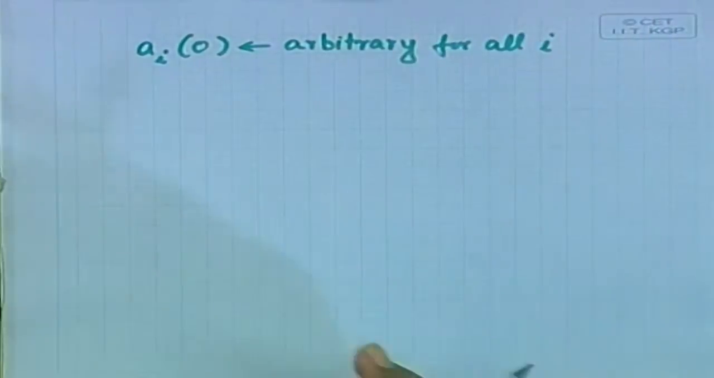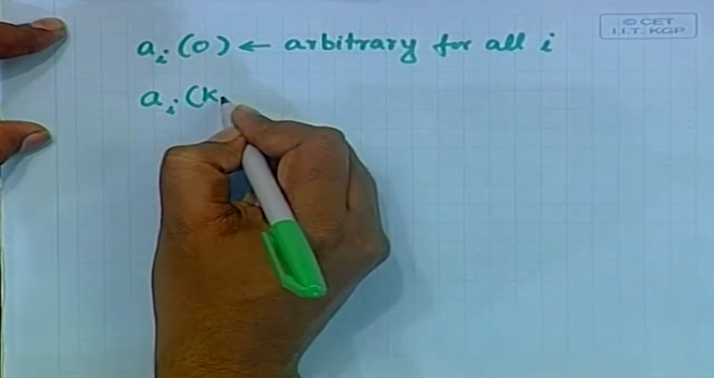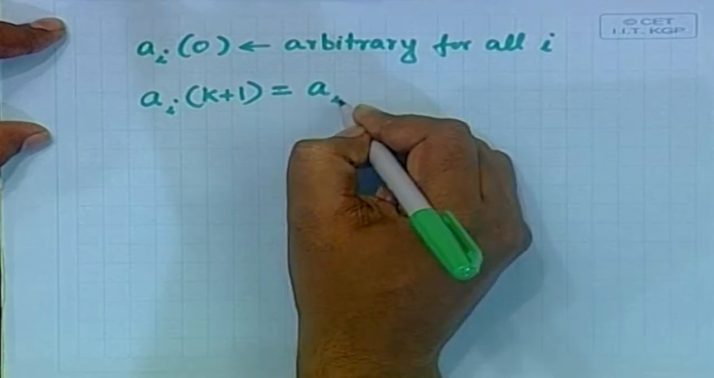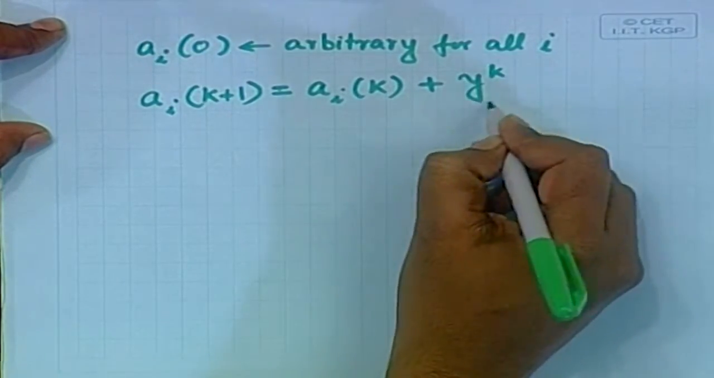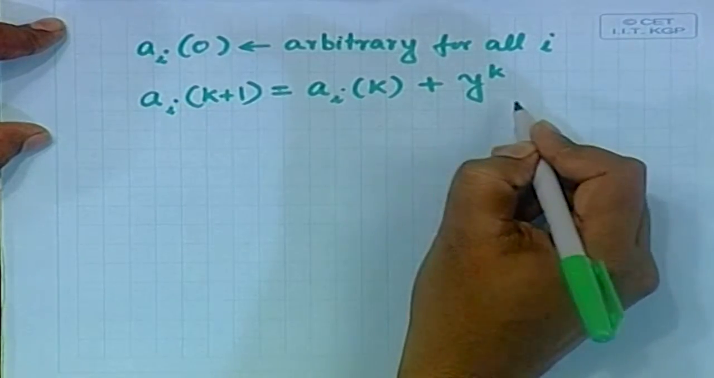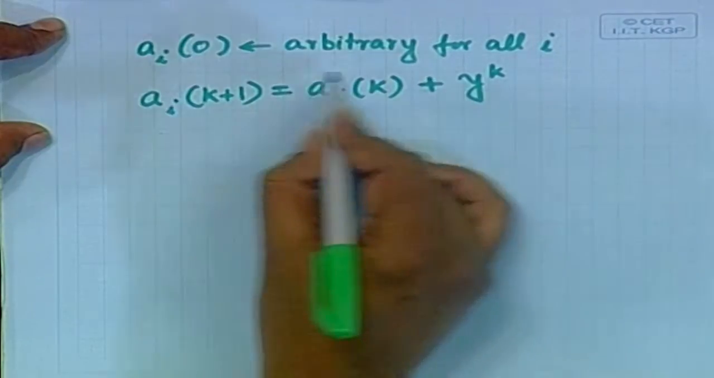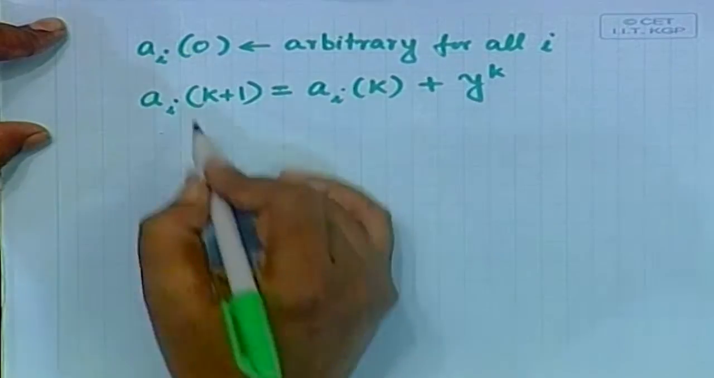If any of those samples is not properly classified by alpha, then I have to modify both ai as well as aj. So, that weight updation rule will be ai(k+1) is equal to ai(k) plus yk, where this is the sample which is misclassified. And this is what we have obtained using our perceptron criteria earlier. This expression is the same.